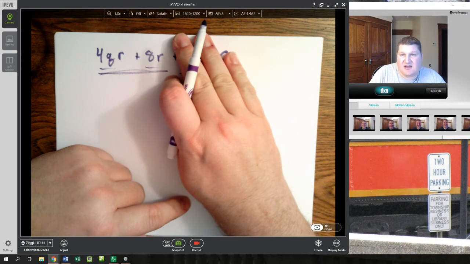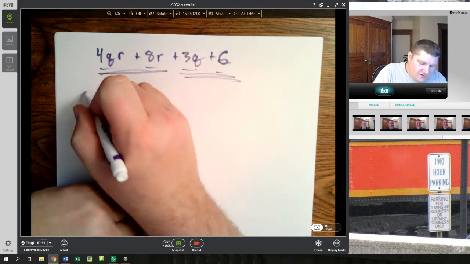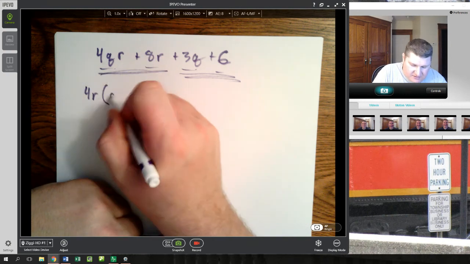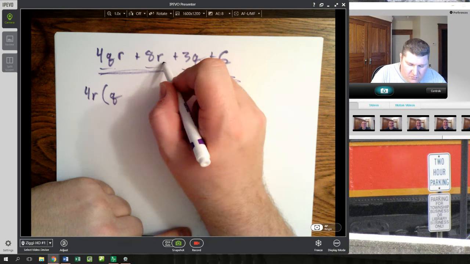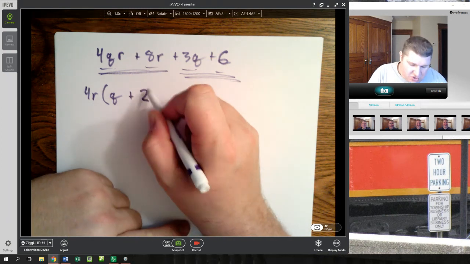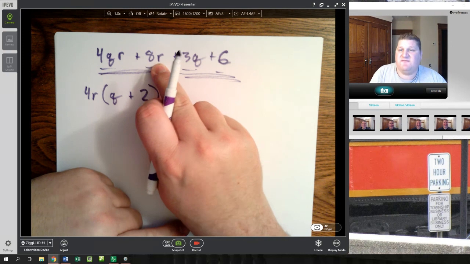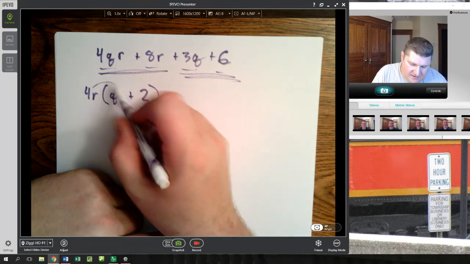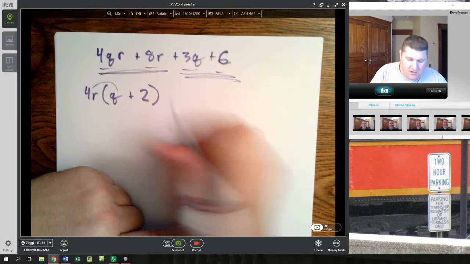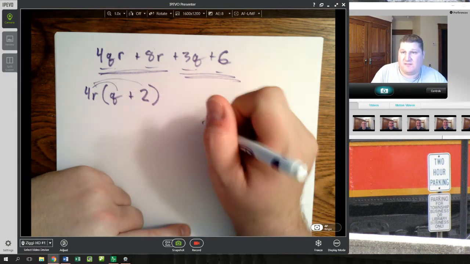What could I take out of here? The answer is a 4 and an R. So if I take a 4 and an R out of there, I'm left with pretty much a Q. If I take a 4 and an R out of here, I'm left with, be careful, the answer is 2, because we're not subtracting, we're dividing. If I were to put it back, 4RQ, 8R, there you go. It would go right back where it should.